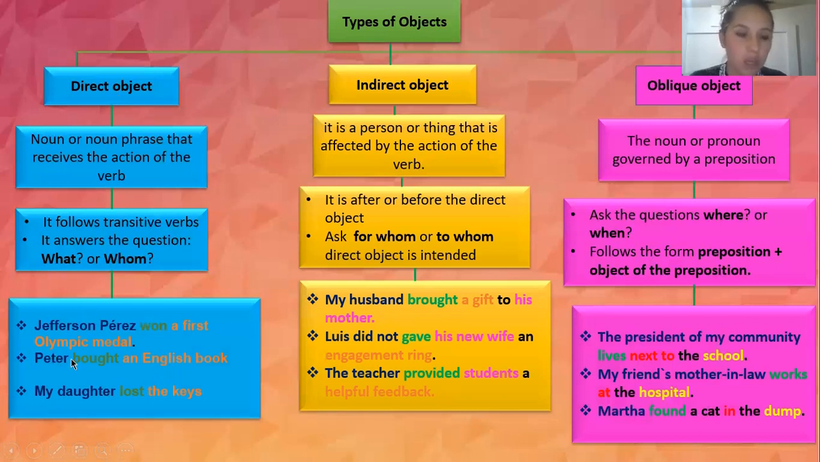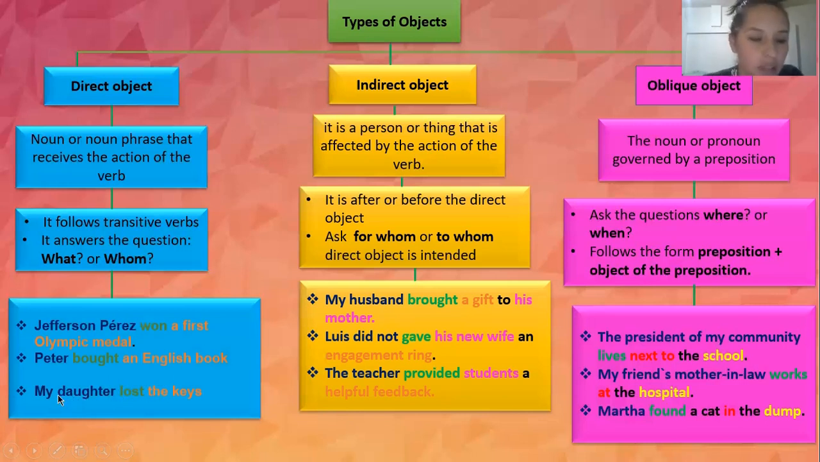The next example is Peter bought an English book. In the same way, here we have the verb. This verb is a transitive verb. And here we have the direct object, English book. So remember, the direct object follows the transitive verb. So here we have the direct object.